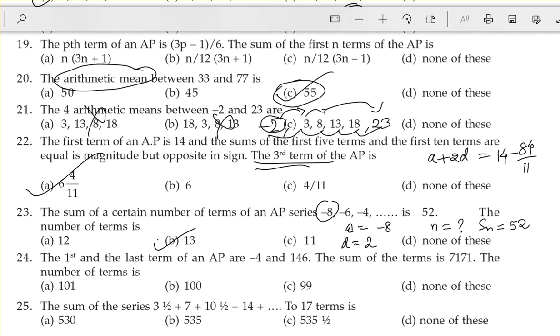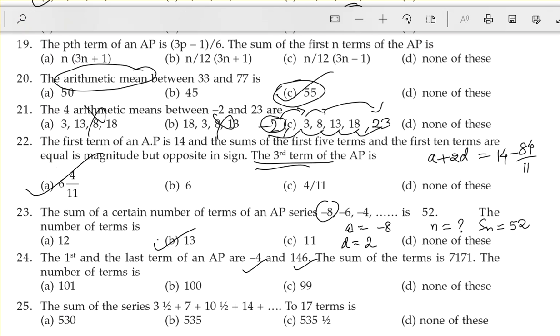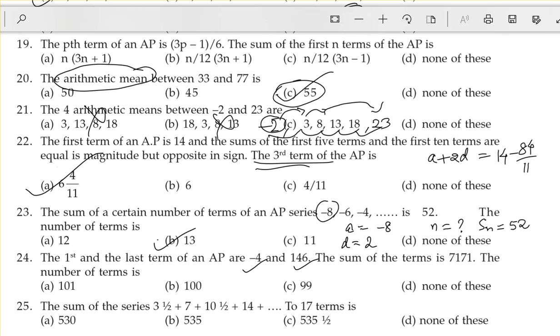First and last term of an AP are minus 4 and 146. Sum of the terms is 7171. Remember the formula I told you. Sn is equal to n by 2 into (A plus L). So 7171 is equal to n by 2 times (minus 4 plus 146). 7171 is equal to n by 2 times 142. N is equal to 101. What is it asking for? Number of terms, 101.